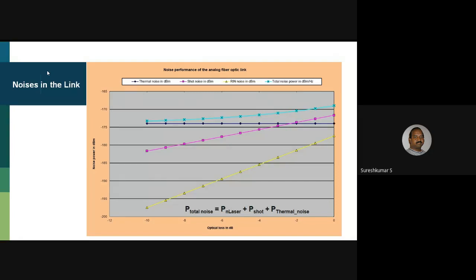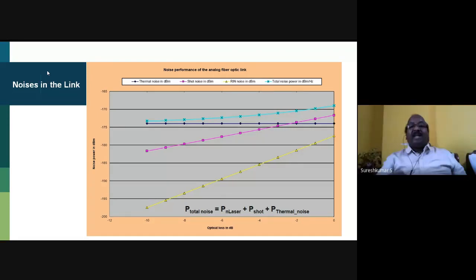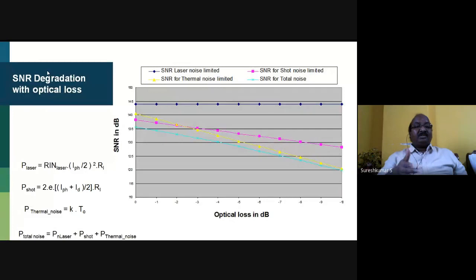We operate at a region well, at minus 5 dBm, so that we operate in the thermal region. We are not operating at the shot noise region or at high power, not at the laser noise region. It is the thermal noise region we are operating in. So this is the equation, just for noise purposes. The SNR degradation, you can also see that the SNR is constant irrespective of the optical loss in the fiber optic link because we are operating in the thermal noise limited region.